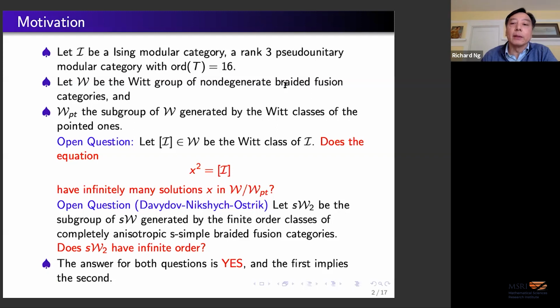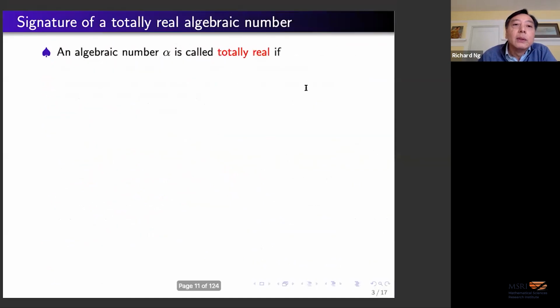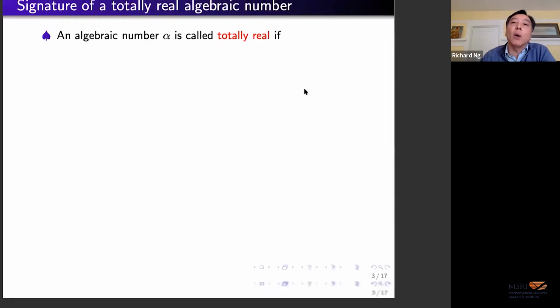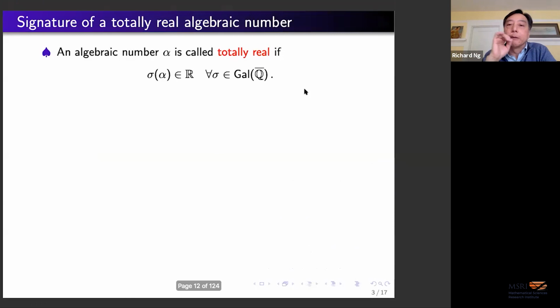Let me see. Please interrupt if you have any questions. I begin with the notion of signature of a totally real number. An algebraic number alpha is called totally real if all the Galois conjugates of alpha are real numbers, for all automorphisms of Q bar, which is the algebraic closure of Q in C over Q.